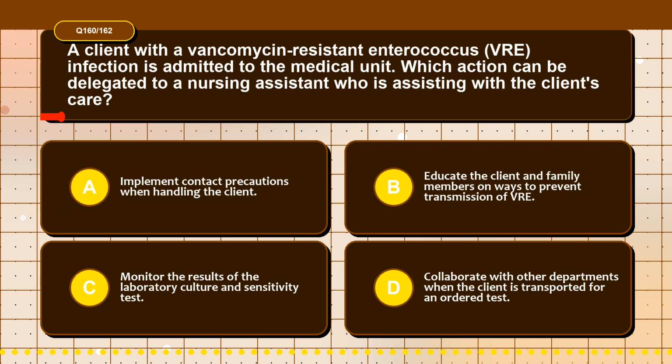Question 160. A client with a vancomycin-resistant Enterococcus faecium infection is admitted to the medical unit. Which action can be delegated to a nursing assistant who is assisting with the client's care? Here are the options. Option A. Implement contact precautions when handling the client. Option B. Educate the client and family members on ways to prevent transmission of VRE. Option C. Monitor the results of the laboratory culture and sensitivity test. Option D. Collaborate with other departments when the client is transported for an ordered test.